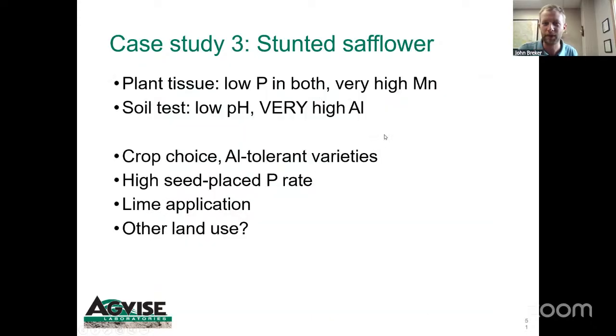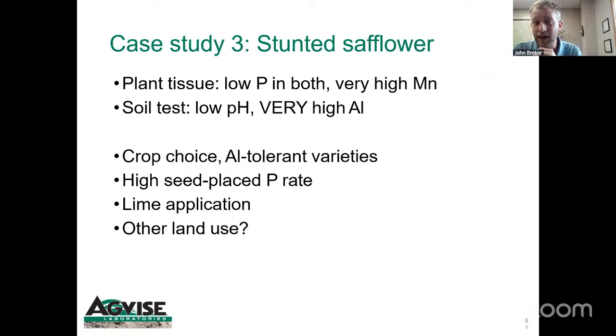So, wrapping up this case study with the stunted safflower, if you were just to go out there with plant tissue samples alone, it would have pointed to low phosphorus in both. If you were just to run off that data, you would have said, yep, go ahead, spread some phosphorus out there. But you also notice that there was some high manganese, and when you see high manganese, that points to one of two things. One, soil contamination due to dust on those samples, or in a case like this, where you have the good and bad sample and you see really, really high manganese in the bad area, there could be potential manganese toxicity. But what was most helpful in this case was the soil test that confirmed there was very low pH and very high aluminum.